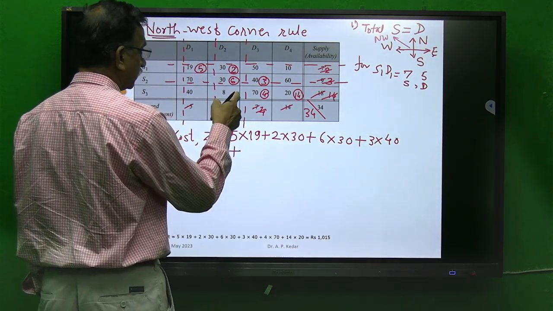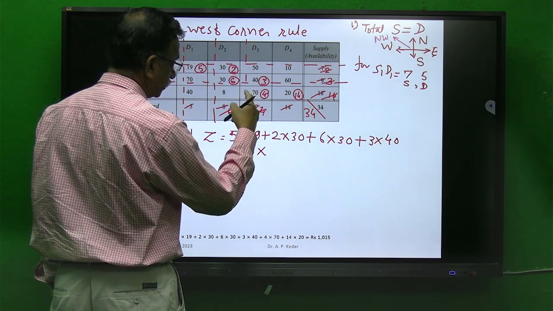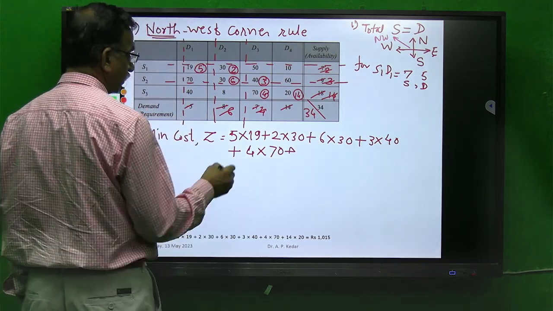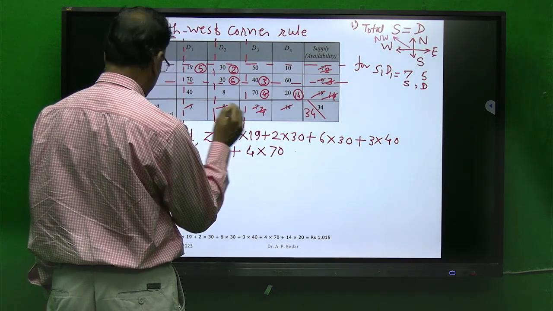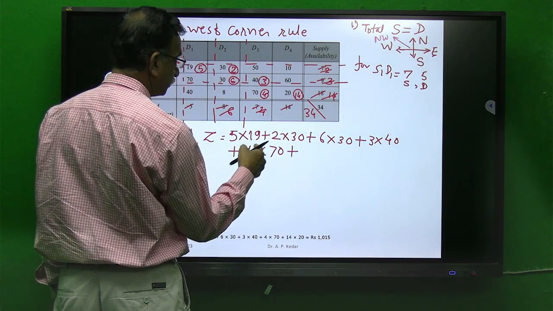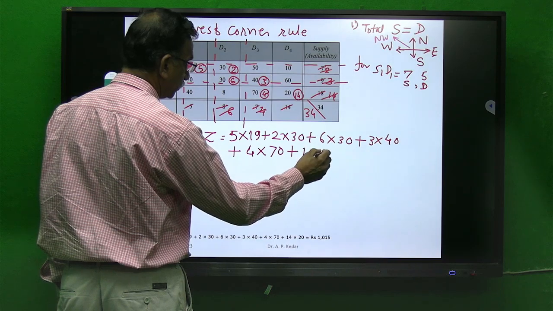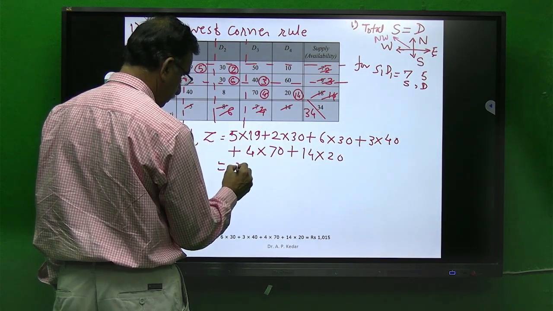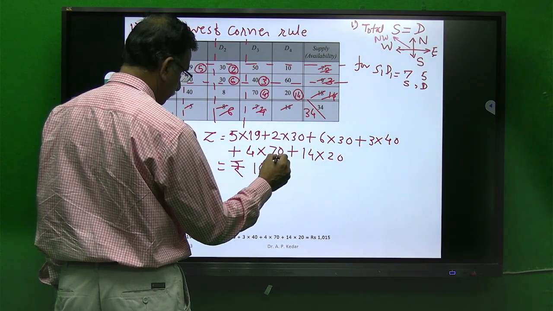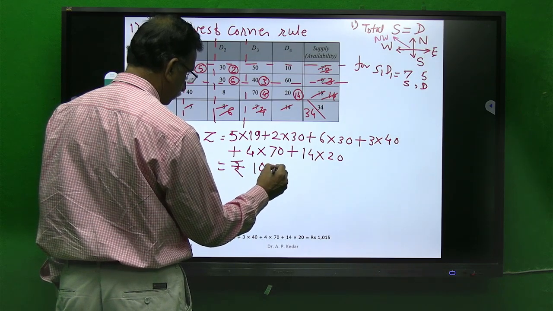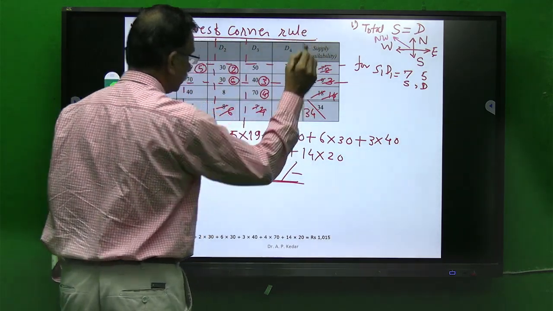plus quantity 4 into 70, then 14 quantity into 20. So students, if you multiply these values with a calculator, it will give you a total of 1015 rupees as the initial solution for this problem by the northwest corner rule.